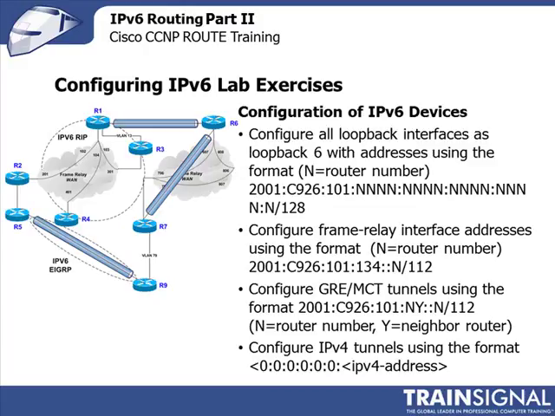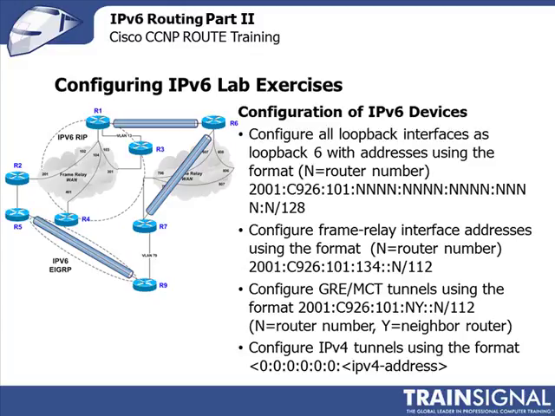So as we go into the lab, we're actually going to configure using the following prefix. It's going to be 2001:C926:101, and then in the case of the loopbacks, the router number is represented by the numbers N here, and then it'll be a /128, meaning it's essentially a single host address. The frame relay interfaces, same prefix, but it'll be 134, meaning between routers 1, 3, and 4, and then obviously the router number. In addition to that, we're going to have to map IP version 6 protocols across frame relay, much as we did with the frame relay map IP statements.